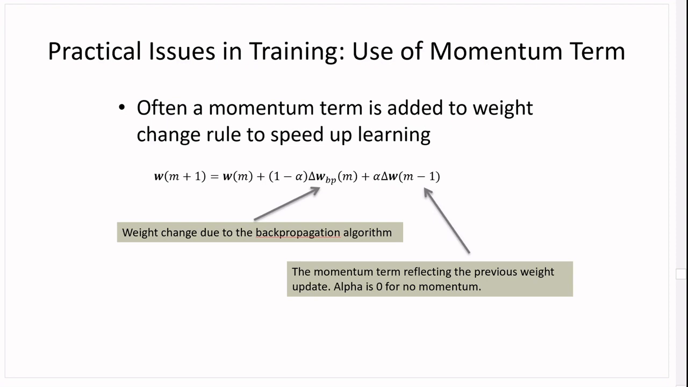Sometimes people like to use what they call the momentum term, and this momentum term speeds up the training. The basic idea of the momentum term is simply to add an additional component to the weight change expression, and this additional component reflects the previous weight update. If the previous update was small, this component will have a small value. If the previous update was large, then this component will have a large value. And again, people have found that by adding the momentum, the training can be made faster.